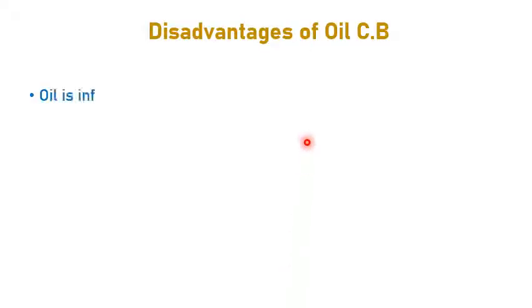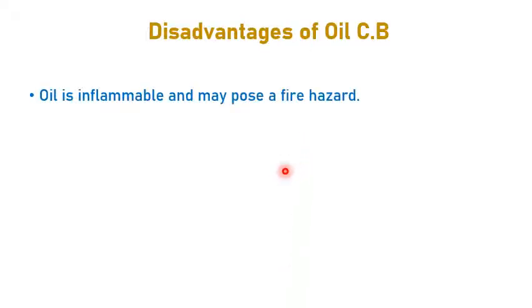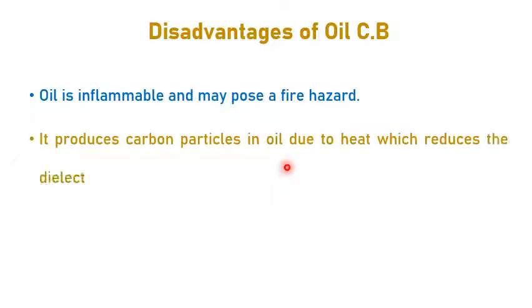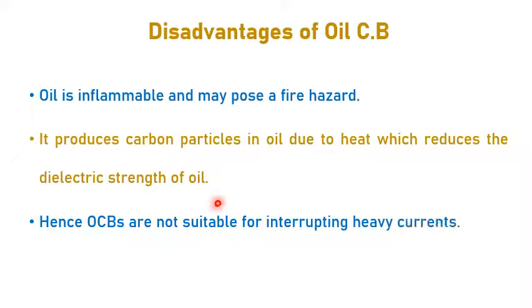And the main disadvantage, as we discussed, is that this oil is inflammable, and there is a possibility of fire hazard. And there are some byproducts produced whenever the circuit breaker interrupts the arc. Carbon particles are produced, and they will further reduce the dielectric strength of the oil. Hence oil circuit breakers are not suitable for interrupting heavy currents. They can be used for interrupting low values of currents.